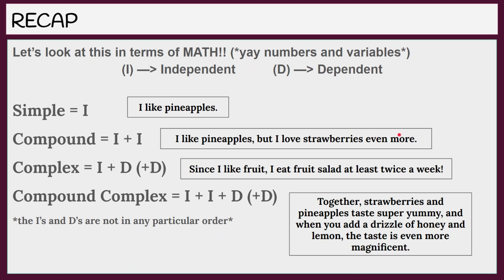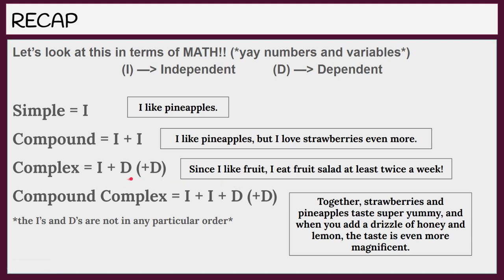So as a recap, let's take a look at this in terms of math. A simple sentence is just one independent clause. A compound is an independent plus independent, I plus I, often joined by a comma, conjunction, or semicolon. A complex is I plus D and maybe another D thrown in there. Compound complex is I plus D plus I. Obviously, these I's and D's can happen in any order. These are not set in stone.